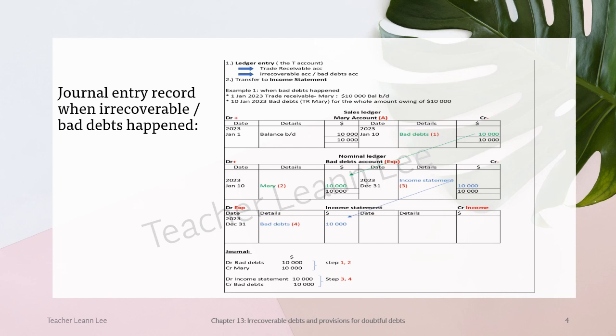So journal, how to show? Debit my bad debt 10,000 because bad debt happened. And credit Mary's account because we reduce the amount owing and declare it as a bad debt. I bear the losses. Step 1 and step 2, I already put the red color numbers there. You just follow the numbers. And debit income statement as the expenses and credit bad debt. I take it out from the bad debts account, balance it down, balance it up, and then move to the income statement.